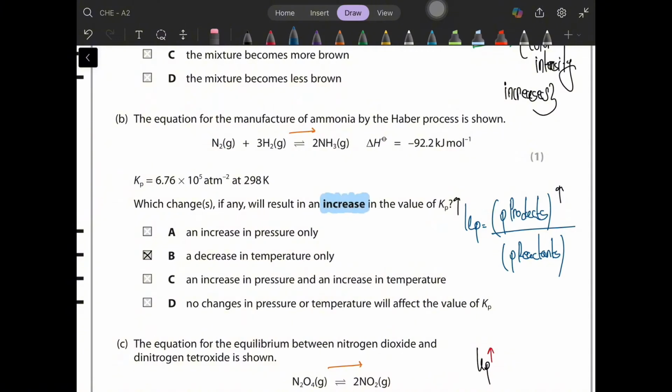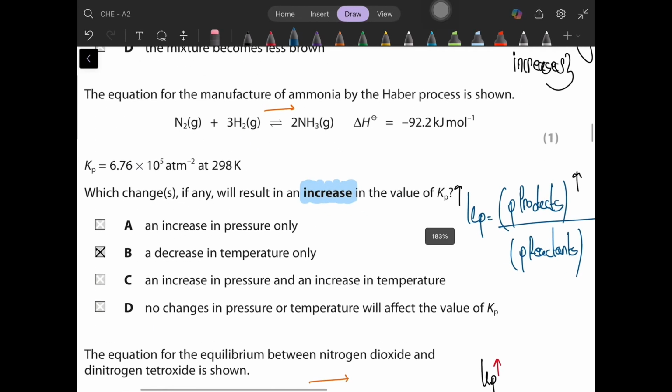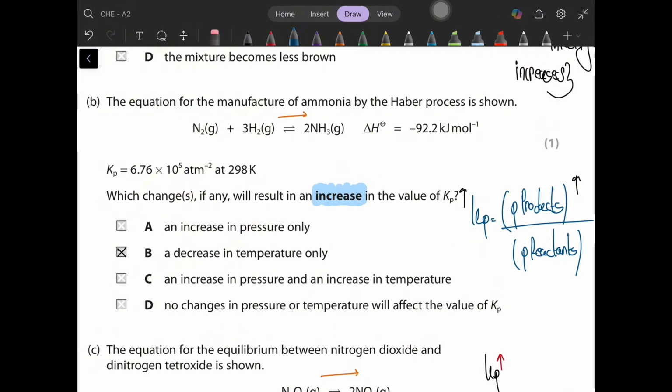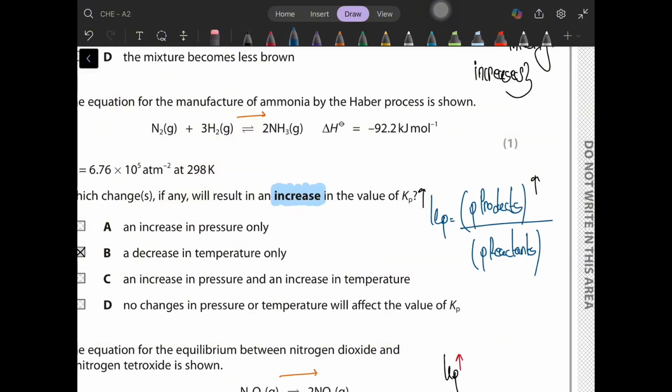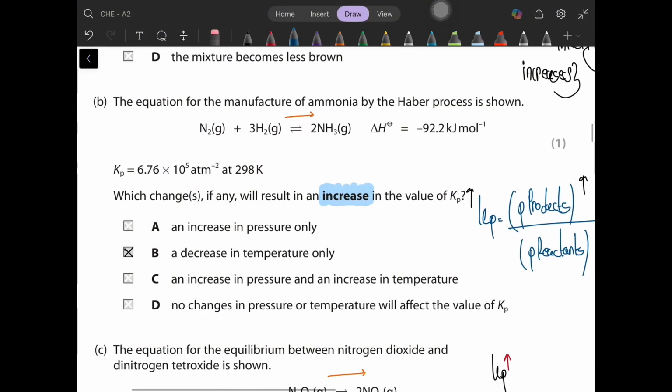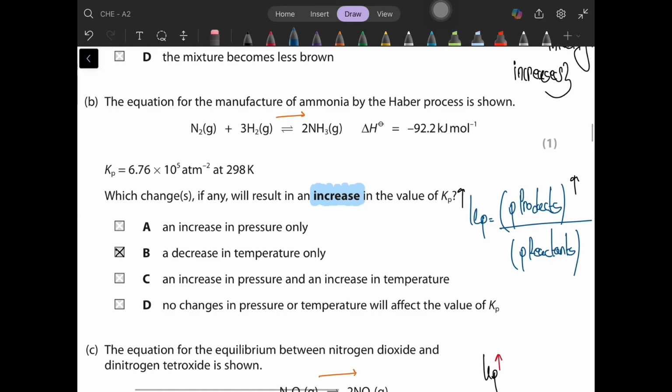So Kp, the partial pressure equilibrium constant, is equal to the partial pressure of products over the partial pressure of reactants, right? Now the question asks which change, if any, will result in an increase in the value of Kp. So what would cause the value of Kp to increase? Let's take a look.